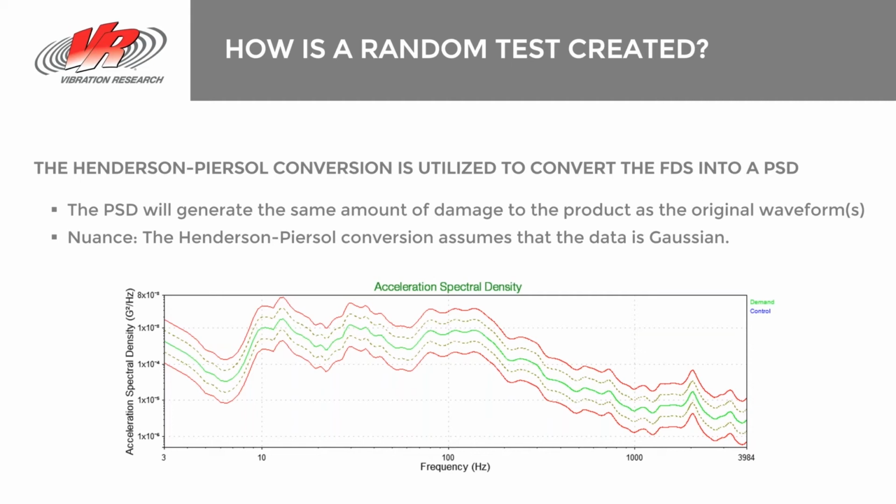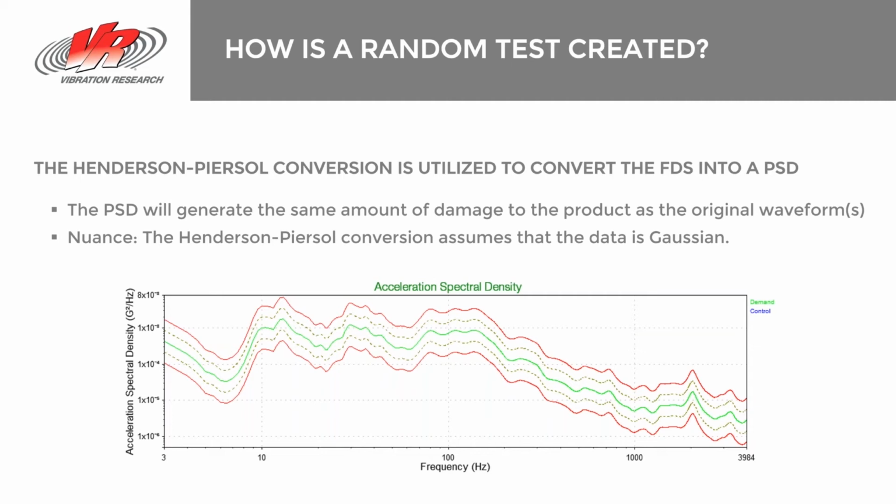And in the end, the reason for adding kurtosis would be to have peak accelerations and a peak distribution similar to that which the product would experience in the real world. So it's all about real world equivalency, not necessarily about creating more damage, because we are actually decreasing the overall RMS value of the test to account for those added peak accelerations.